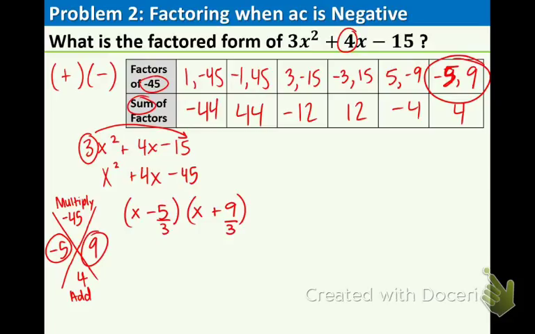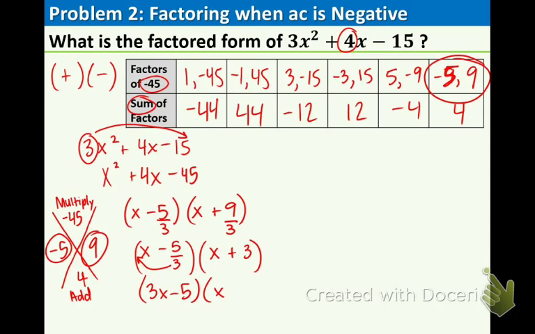Now we need to figure out if we can reduce either of these fractions. The 5/3 cannot be reduced. However, the 9/3 can be reduced to 3. Very last step, bottoms up. Take the 3, put it in front. So we have 3x minus 5 times x plus 3. The second term did not need to have the bottom going up because it was a 1. And there's our answer: 3x minus 5 times x plus 3.